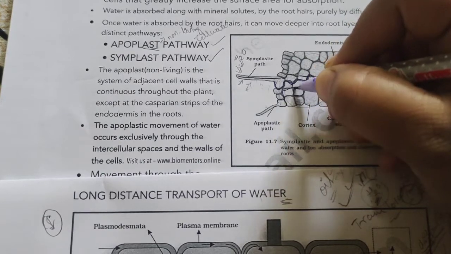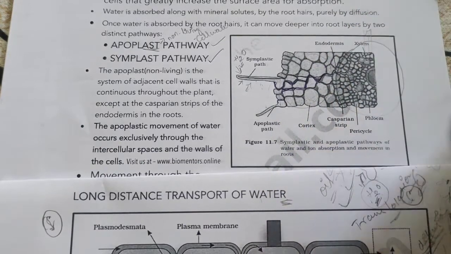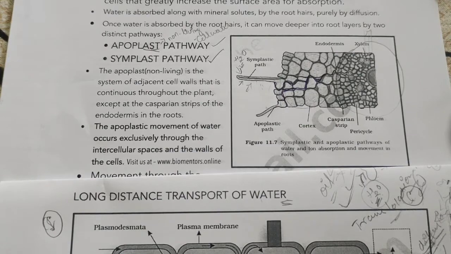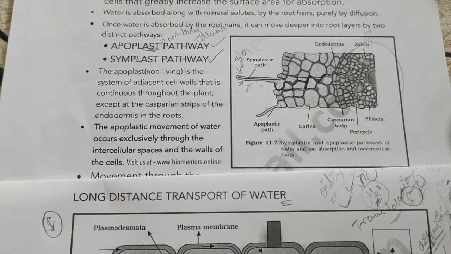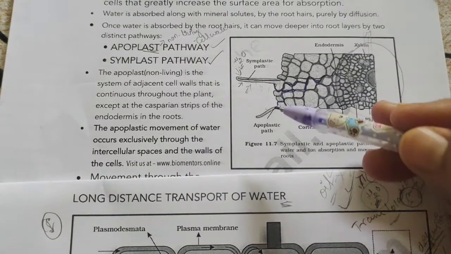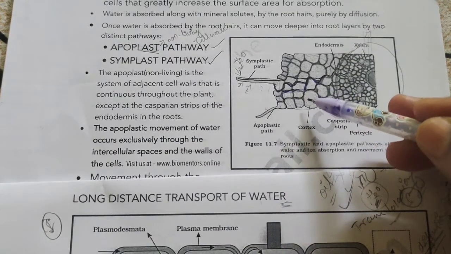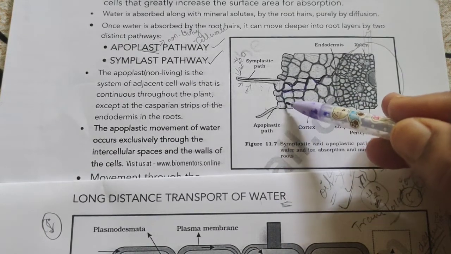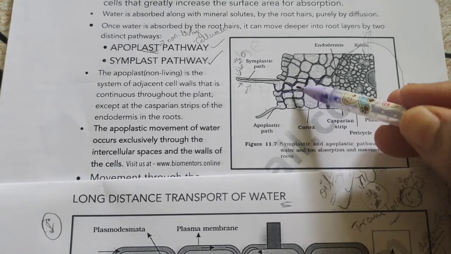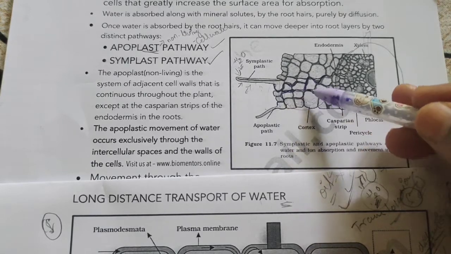So what do we call it as? It is called the apoplastic pathway. And this movement of water does not involve the crossing of water through the cells. So here water will not enter inside the cell.